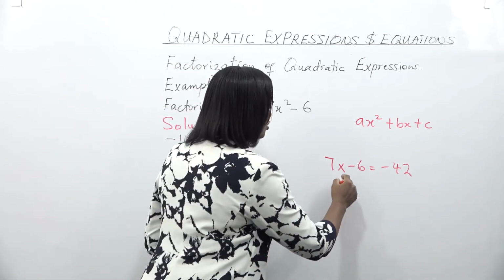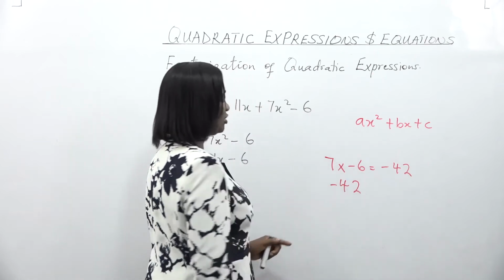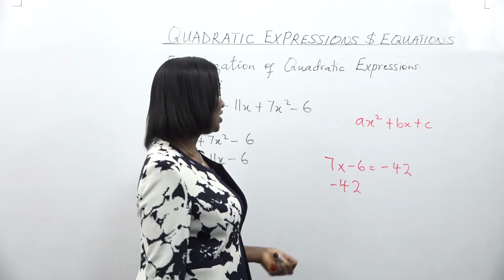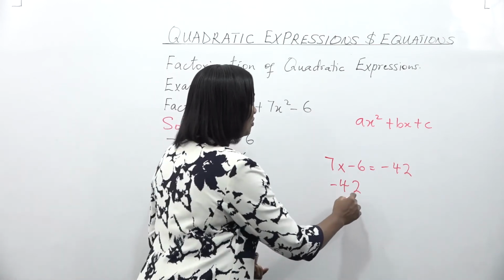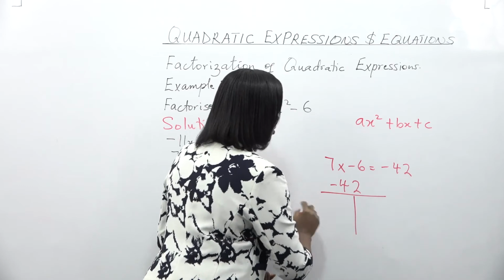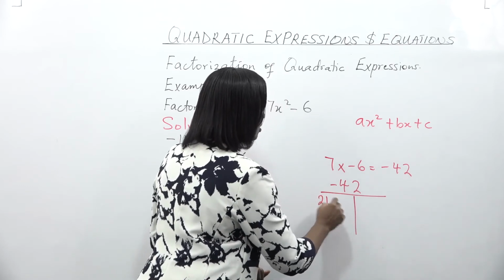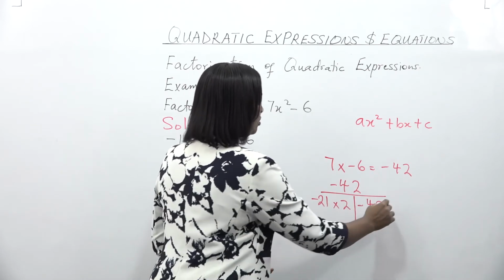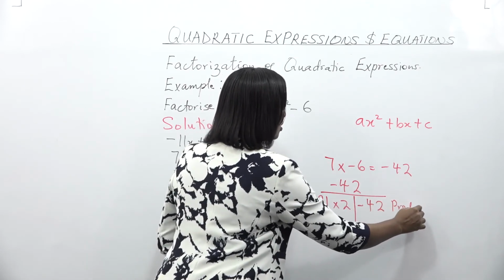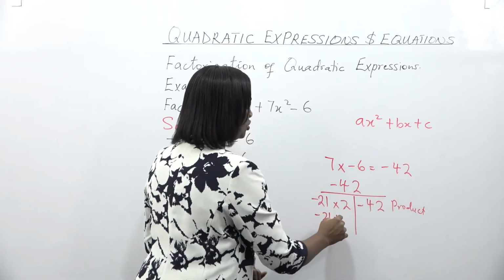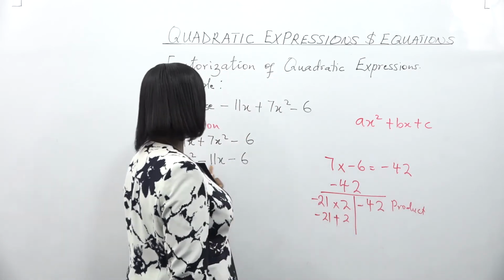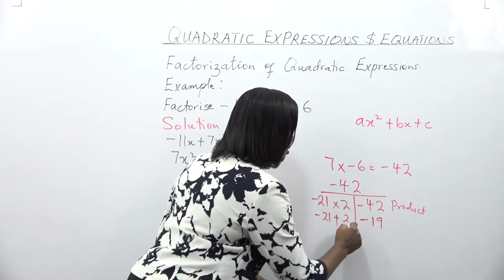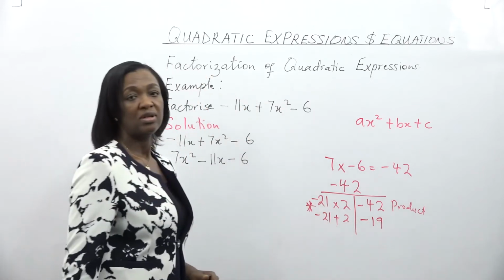We're now looking for other factors of minus 42. Let's try 21 times 2. Minus 21 times 2 will give minus 42. That's the product. But minus 21 plus 2 is not equal to minus 11. That will give minus 19. So we can't use those.